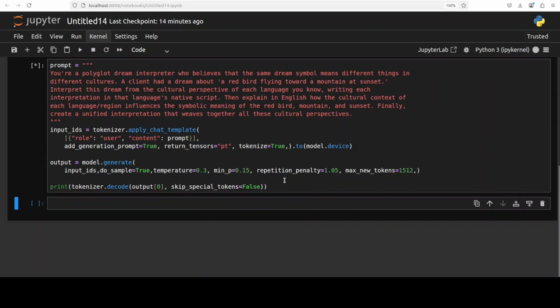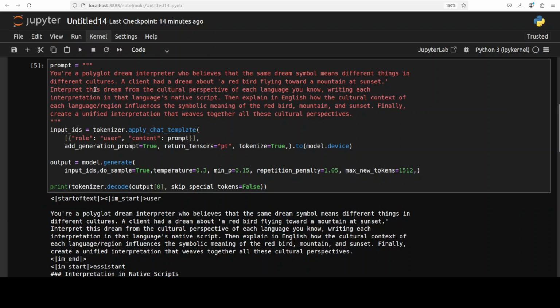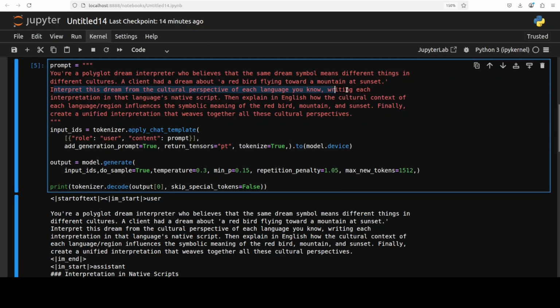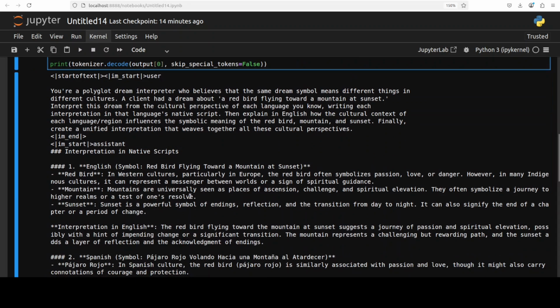So primarily, I'm checking if it can write in these native scripts like Arabic, Chinese, Japanese, Korean, and it's a polyglot dream interpreter who believes that the same dream symbol means different things in different cultures. A client had a dream about a red bird flying towards a mountain at sunset. Interpret this dream from the cultural perspective of each language. Okay, so let's check it out.